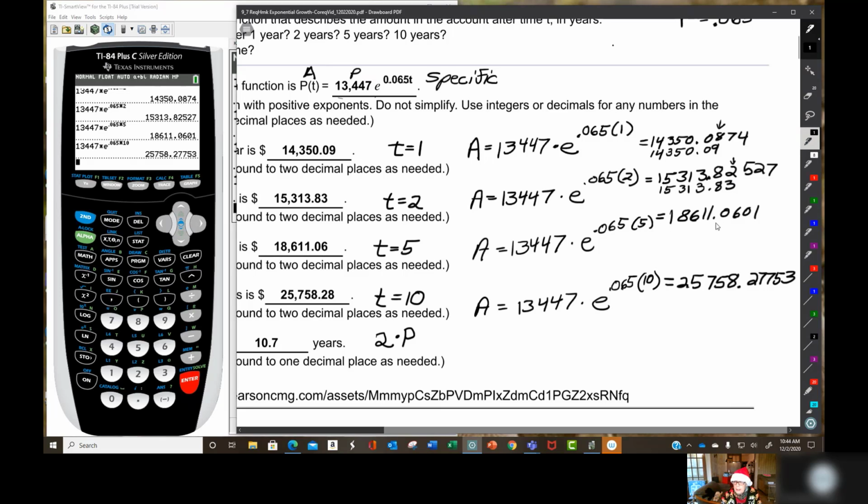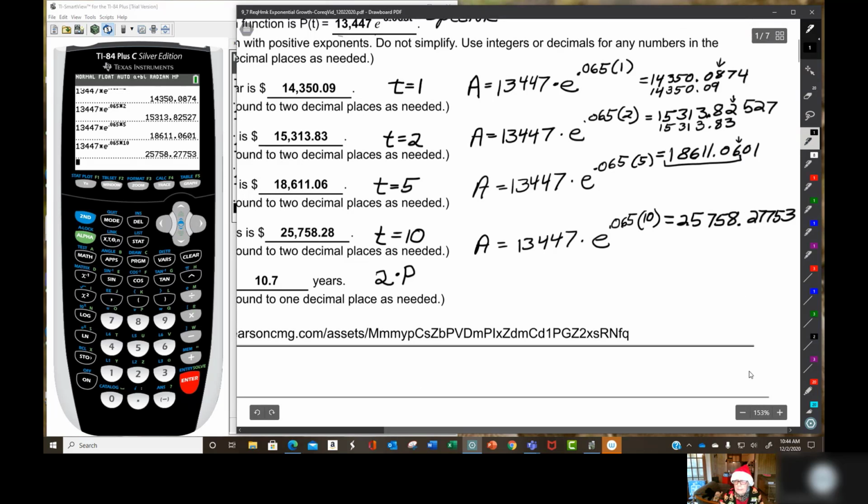And then down here, we have $18,611.0601. Well, we're rounding to the second decimal place, and this 0 is not going to cause the 6 to round up to a 7. So this will be our answer. And yes, we've got them right so far.